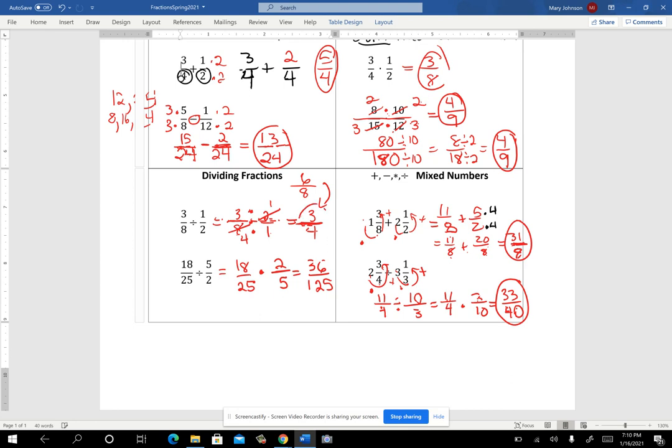Okay. So I just wanted to do a little video on fraction operations because I think some of you are interested, but you can do these just using the fraction keys on your calculator.